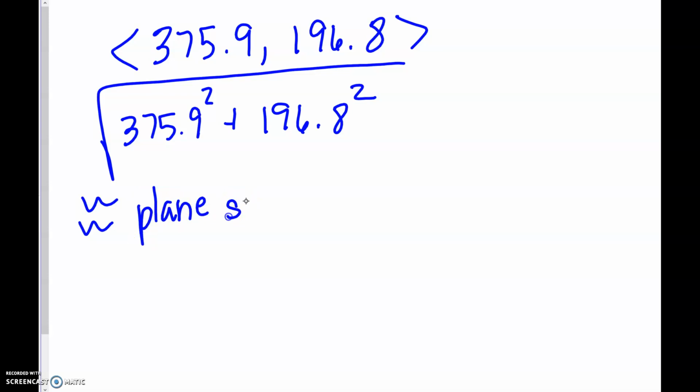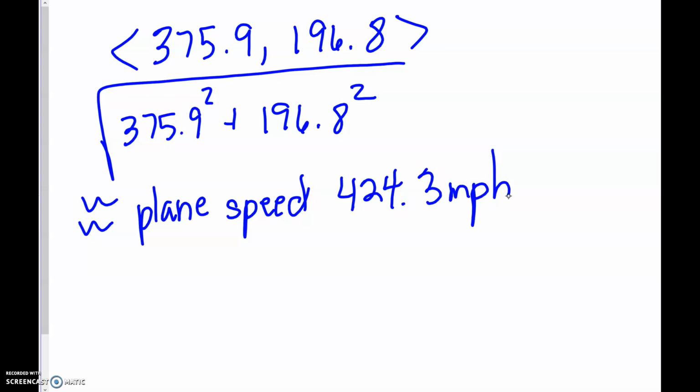So the airplane speed, when we do this resultant vector, is 424.3, and I think that label was miles per hour. Now remember, with this new resultant vector that we have with your x and your y values right here, this x value was 375.9 and the y value was 196.8. This angle in here, or the direction, got affected by having that resultant vector. So we are trying to find what this direction is going to be.